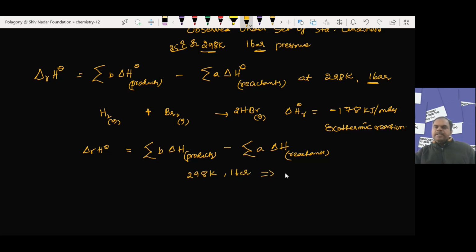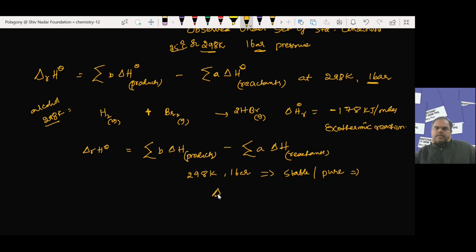If the element exists in a stable or pure form, one element will exist in nature in a stable, pure form at a specific temperature. For example, alcohol at room temperature, 298 Kelvin, will be in pure form. So that is the standard enthalpy of formation of alcohol, pure form. The standard enthalpy of formation of elements in the pure form is equal to 0.